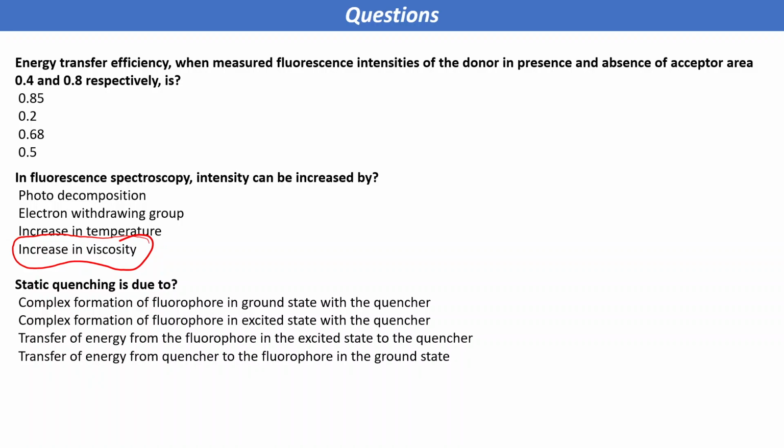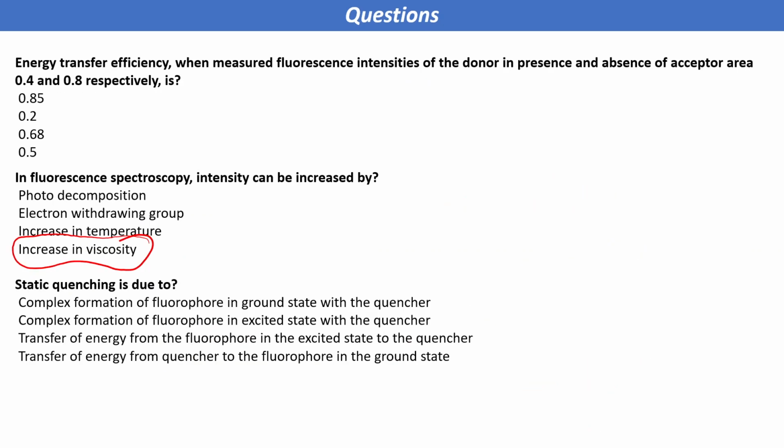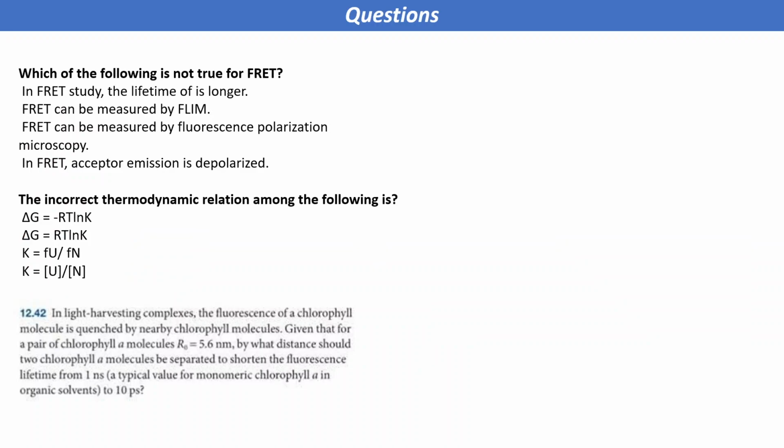Then we discussed quenching. Quenching is the decrease in the fluorescence intensity, and it can be static quenching, which occurs due to complex formation of the fluorophore with the quencher in the ground state. Then collisional quenching, which occurs due to the excited state. Then there can be concentration quenching, that is due to self quenching. And there can be chemical quenching. So basically quenching can be of four types: chemical, self or concentration, static, and collisional. Then we discussed FRET, that is Foster resonance energy transfer.